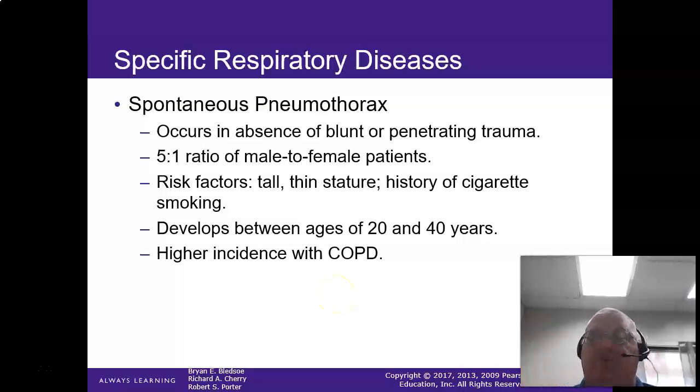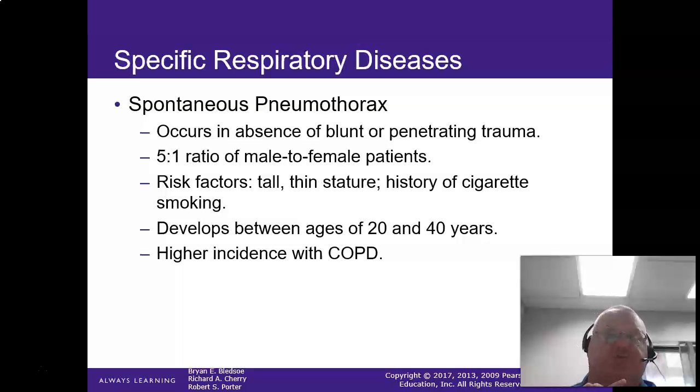Spontaneous pneumothorax, blunt or penetrating trauma. We've intubated them and pressing too hard, that would be another reason why. Again, usually male to female, this is proof positive that males do stupid stuff, because that's the ratio of male to female patients with a spontaneous pneumo.